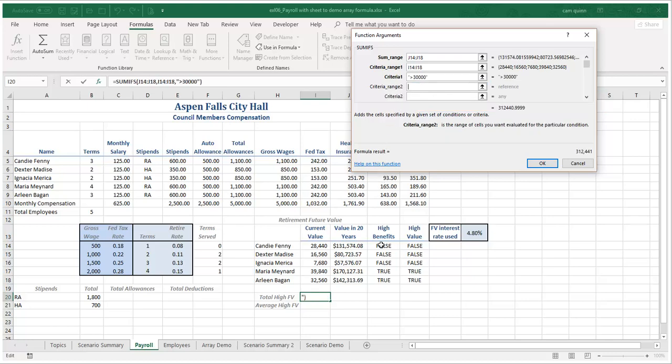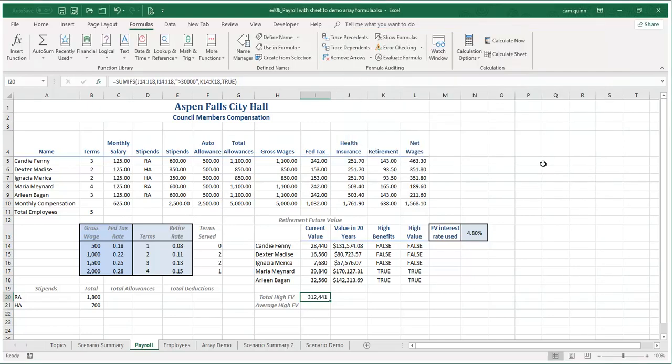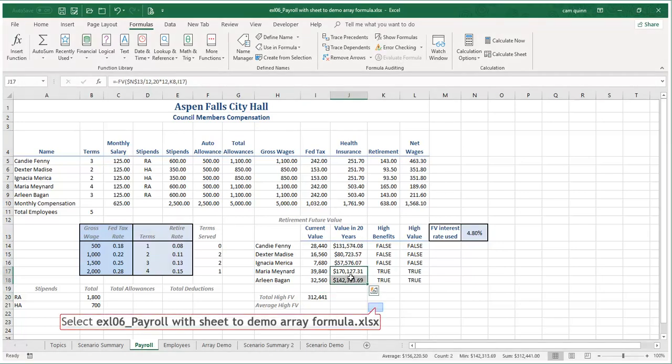Okay, and just a point of fact here, when you're entering criteria into dialog boxes, they are not case sensitive. So if you type lowercase true, uppercase true, all uppercase true, it will all work the same way. All right, I'm going to hit OK, and it gives me a value of 312,441, which is the sum total of these two values right there.